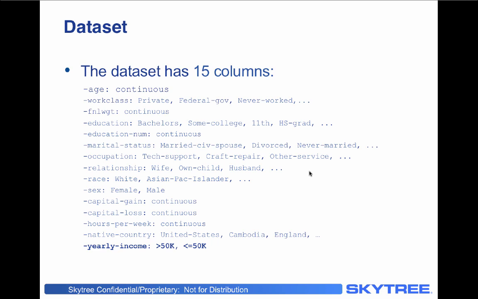This data set has 15 columns, and each column represents some sort of demographic information about people. The first column is the age of the people, the second column is the work class, and the third column is something we're going to ignore. The fourth column is the education level, the fifth column is the numerical version of the education, and so on. The last column represents the income of the people, and it's a binary variable. It tells whether the income is greater than $50,000 a year, or less than or equal to $50,000 a year.